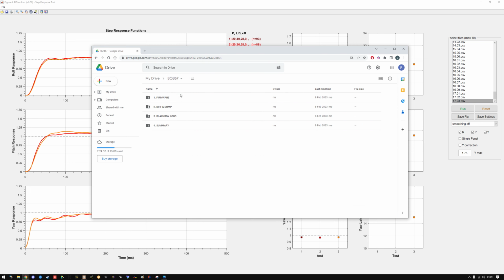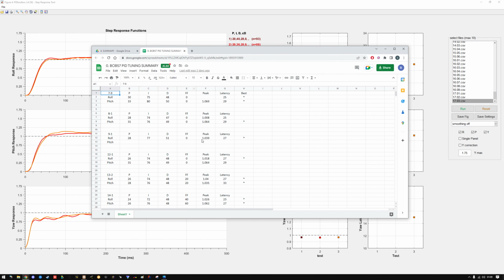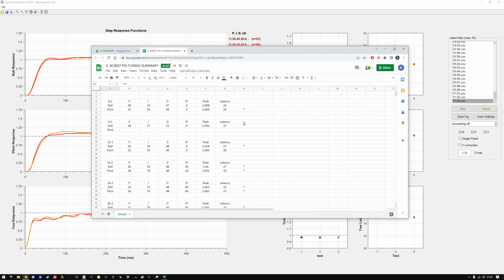And the last thing is you'll find a summary right here, where we have the PID tuning summary Excel table that will show you the best flights that I've chosen. But again, this is only for 250 degrees per second. There we go. So just remember that this is only for 250 degrees per second. This is not for anything greater than that.